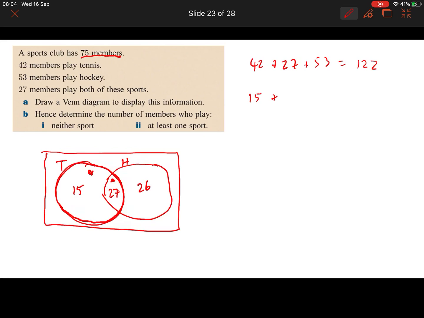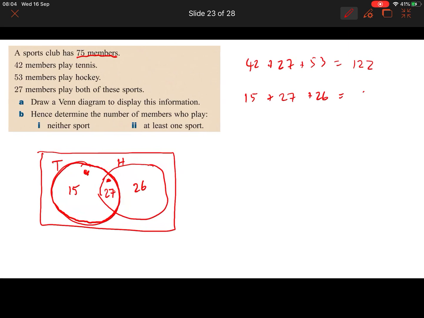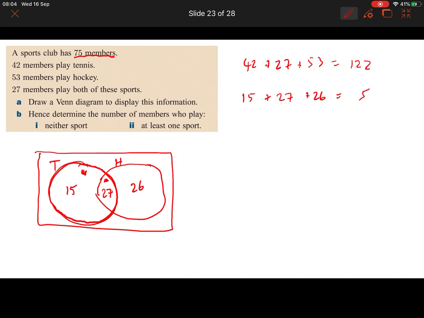Okay? Now we can add up, say 15 plus 27 plus 26 is what? 58. Is that right? Yeah. 68, sorry. Adds up to 68. So we've got 75 members in total, which must mean that there was 7 people that didn't have any tennis or hockey players. Okay? I hope that makes sense. So just remember that a set can be taken up by more than one region in the Venn diagram. So I'm going to stop the video there. There's part 2.